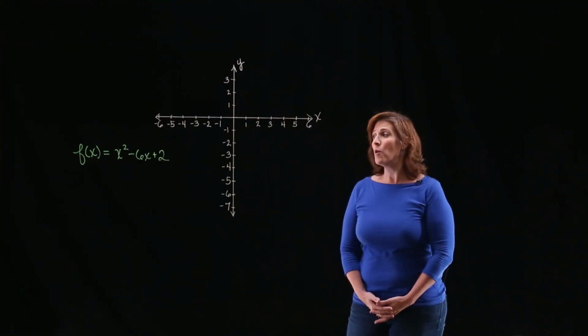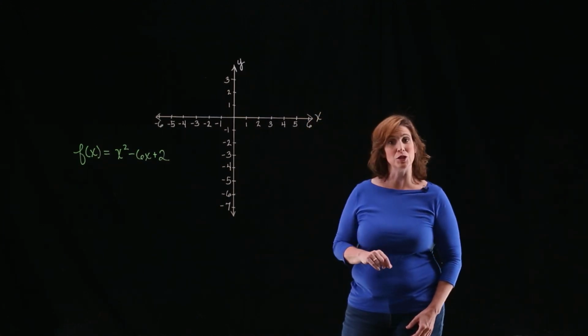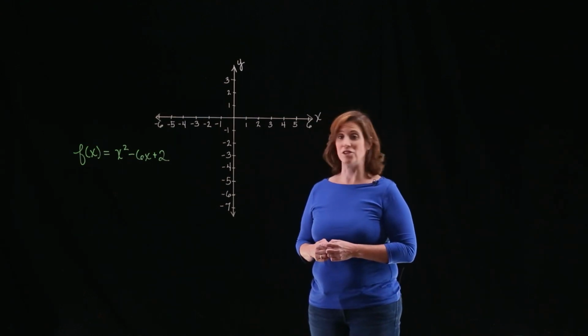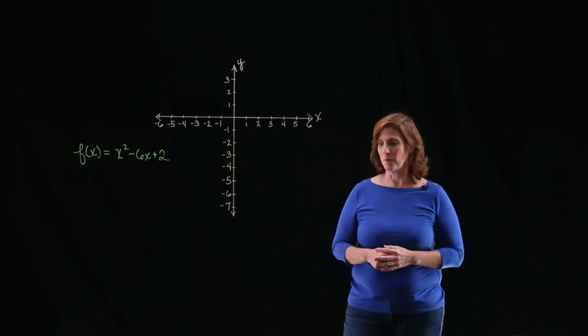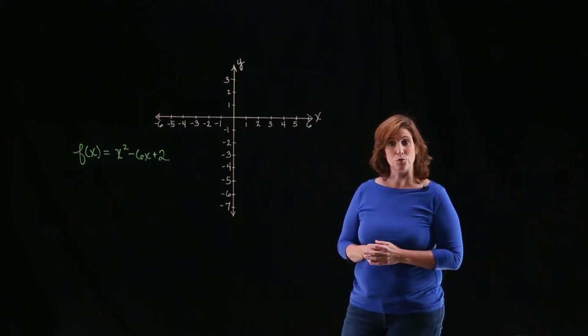Hi everyone, I'm Cheryl. In this problem, we're going to be writing our quadratic function x squared minus 6x plus 2 in standard form. Then we're going to look at the graph of the function, and then we're going to look at some of the main features of the graph. So we'll begin by writing my quadratic function in standard form.